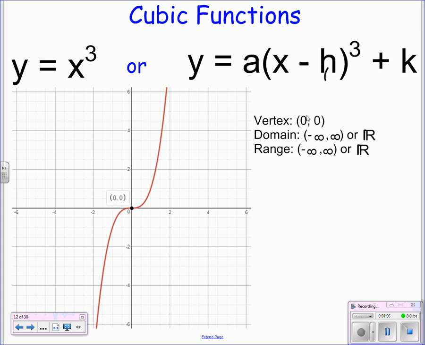For the parent, again, the vertex is 0, 0. The domain is negative infinity to infinity, or all real numbers, so the fancy R. And same thing for the range. It is a continuous function.